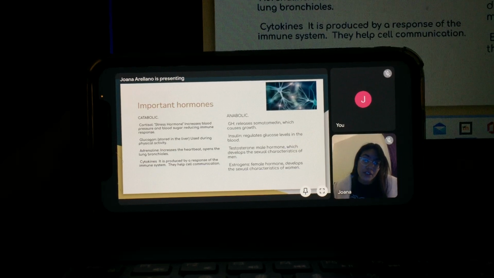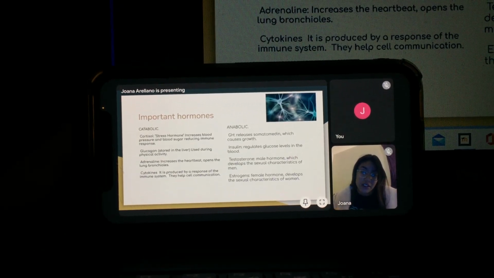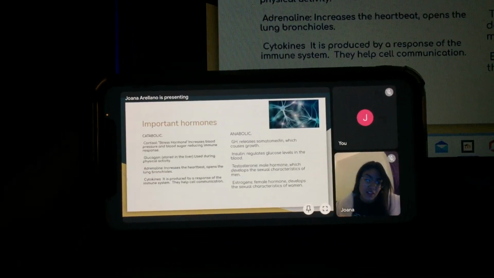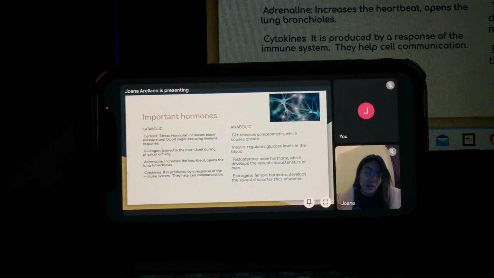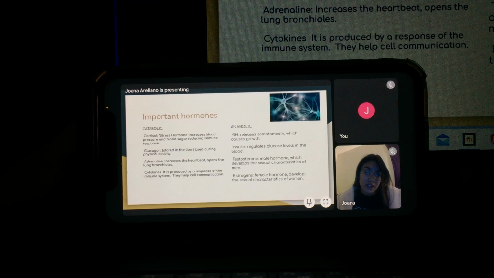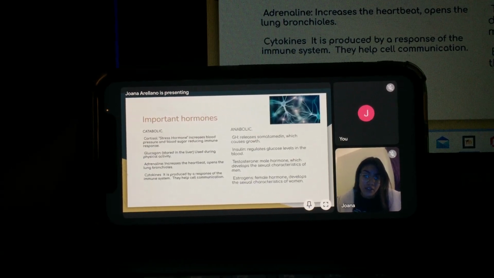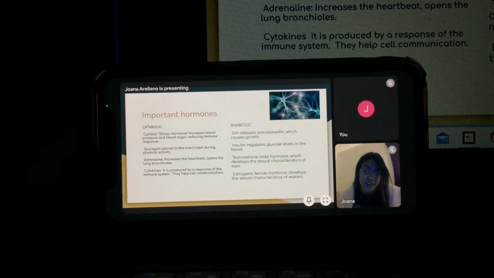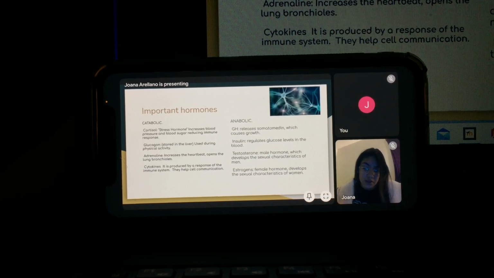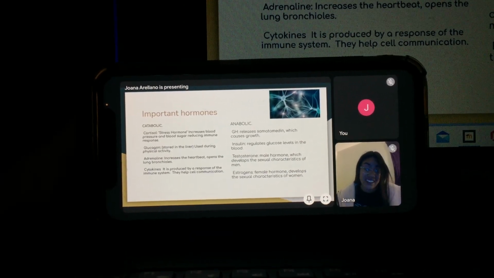On the anabolic side is the GH that releases somatomedin, which causes growth. Insulin regulates glucose levels in the blood, and testosterone, the male hormone, develops the sexual characteristics of men, and estrogens, the female hormones, develop the sexual characteristics of women.